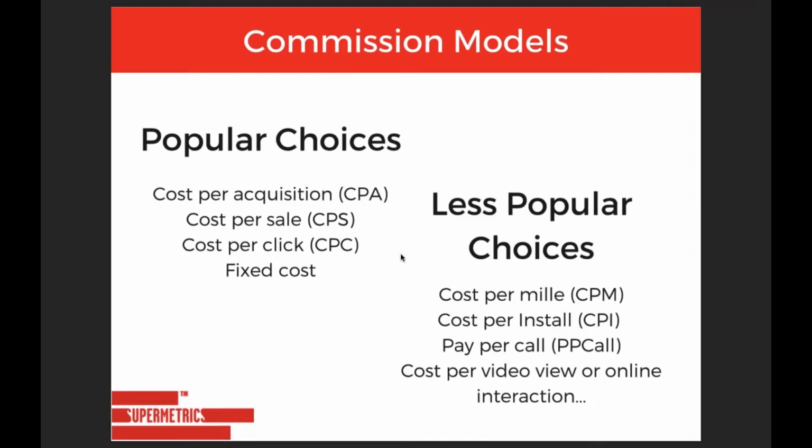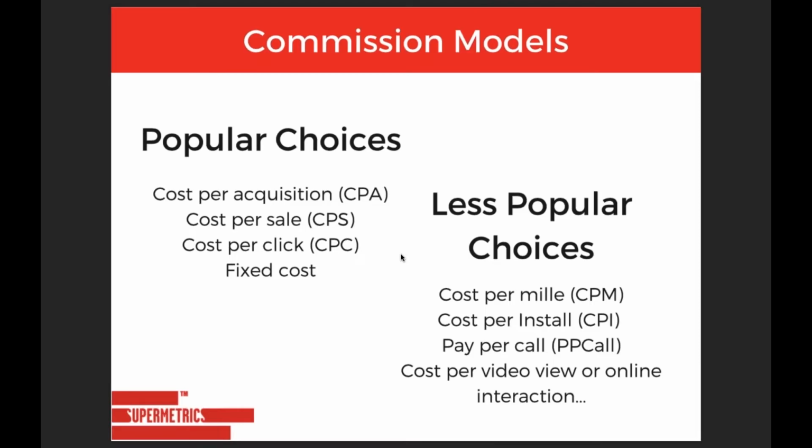So the first one is cost per acquisition. This form of commission is actually when the affiliate is paid after a website visitor carries out a specific action. The action can be anything from subscribing to a newsletter, for example, filling out a questionnaire, making a purchase, applying for membership, or any sort of engagement or connection on a website. Then cost per sale is, well, what it sounds like. It's when affiliates get paid after the sale occurs.